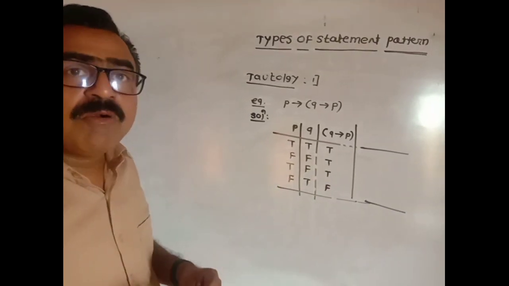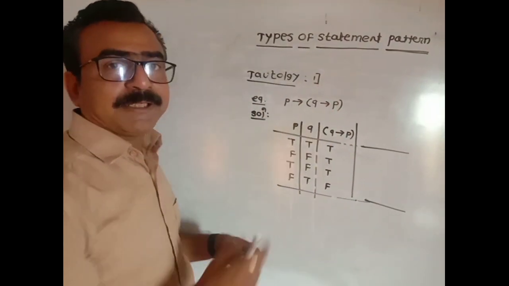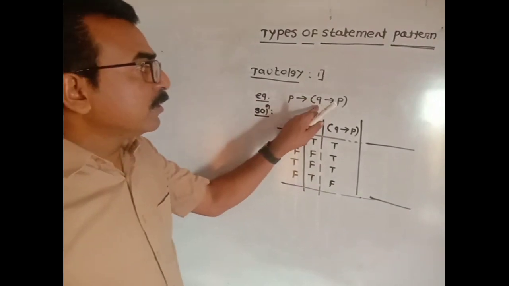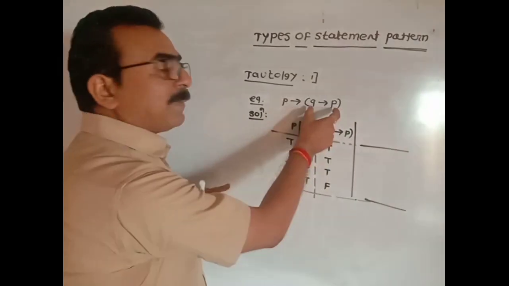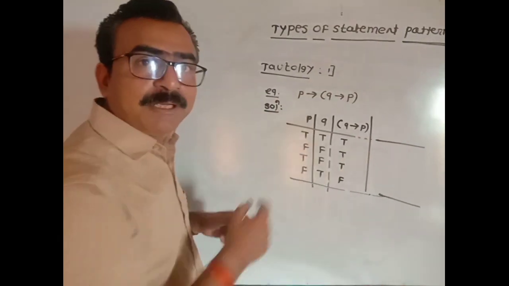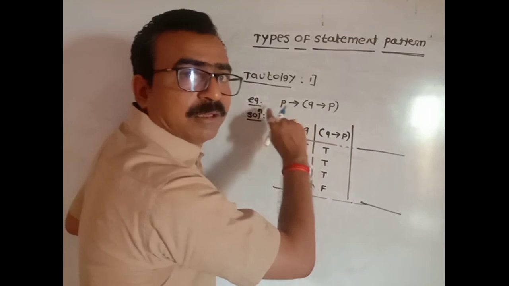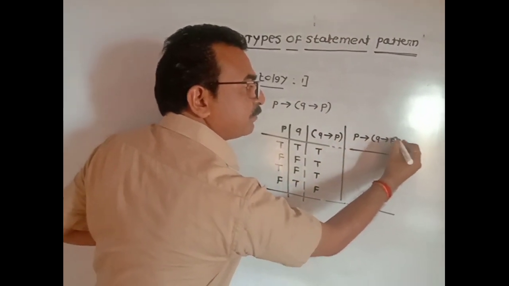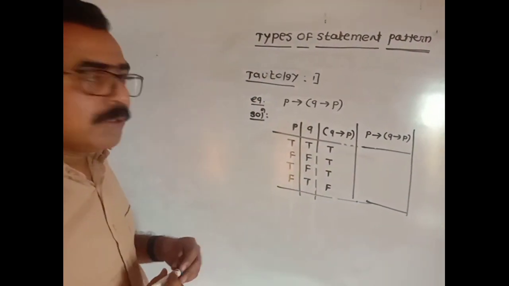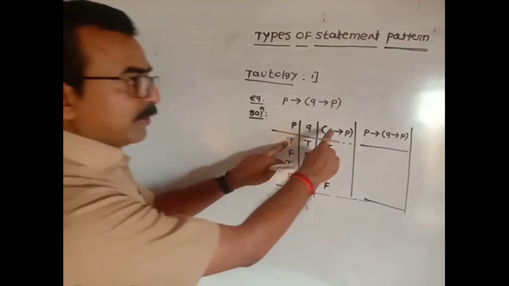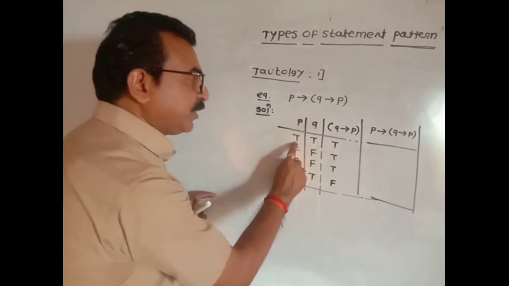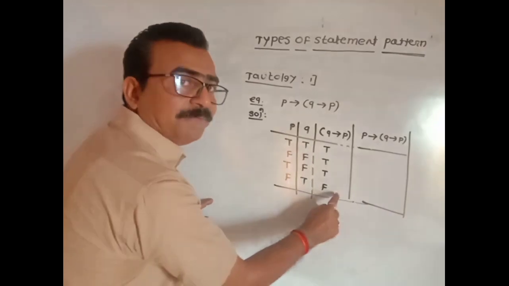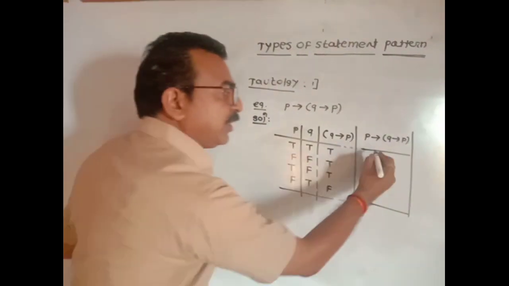Okay. Now again read the statement pattern, that is P, which is available in our truth table. This Q conditional P, meaning the simple bracket, is also available in our truth table. Now find out the total statement pattern, that is P conditional Q conditional P. Okay. P and the simple bracket. Okay. So check TF no, TF no, TF no, TF no. So write down T in all places.